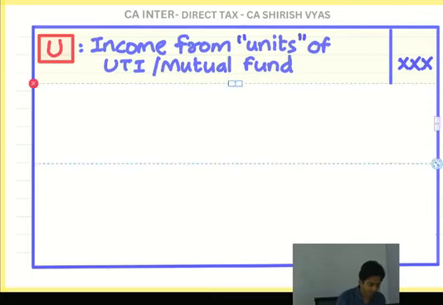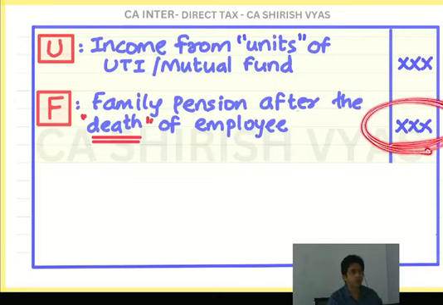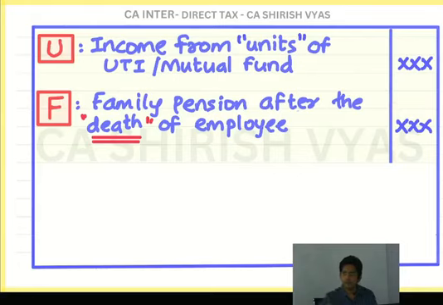So this was F. But see, that is only if it is an army employee. Here I have written the amount assuming it's a normal employee. If a normal employee dies, then the family member getting the pension will be taxable. But if the army employee dies, then I will not even put an amount. I will put a dash. Exempt under section 10(19). Okay. So this was F. Next is A.